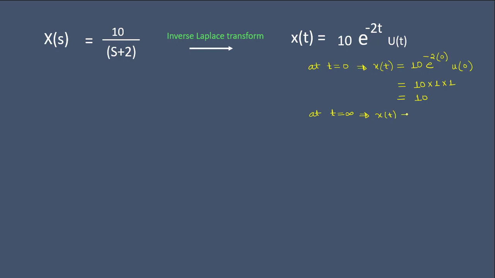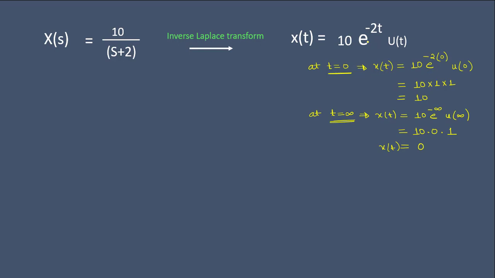Similarly, the value of x of t at t is equal to infinity: x of t is 10 e raised to minus 2 into infinity, so I will directly write minus infinity, into u of infinity. So I will get 10 into e raised to minus infinity which is 0, into u of infinity which is 1. So the value of x of t at t is equal to infinity will be 0. Now we have the values for t is equal to 0 and t is equal to infinity, so we can plot x of t.